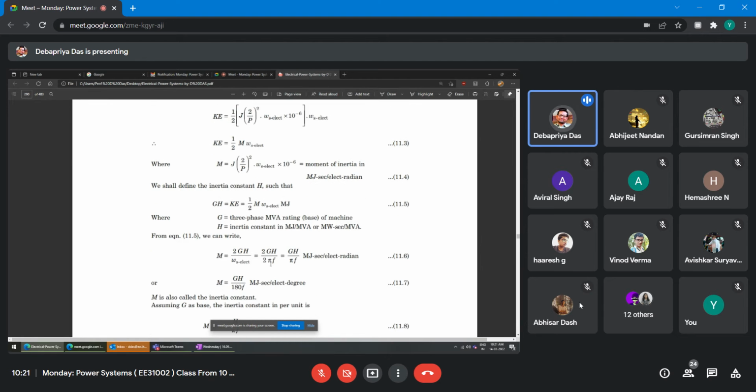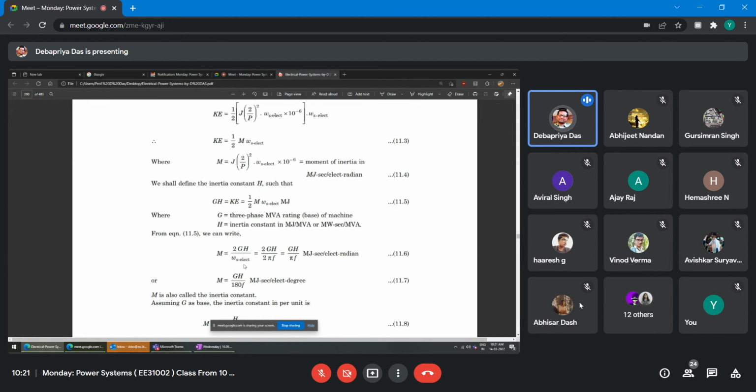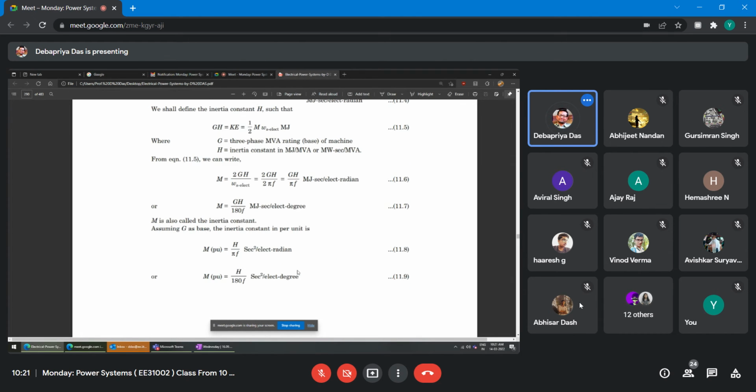Therefore M is equal to 2GH upon omega s electrical, right? If it is in radian, then 2GH upon 2 pi f, and that is equal to GH upon pi f megajoule second per electrical radian. And if you want it in degree, then M will be GH upon 180 f. So this will be megajoule second per electrical degree, right? Now M is also called the inertia constant.